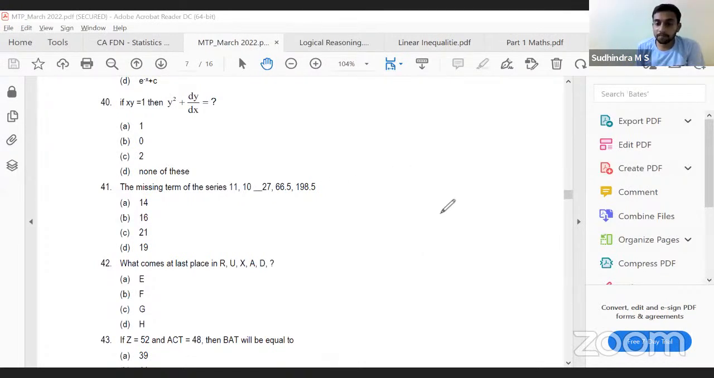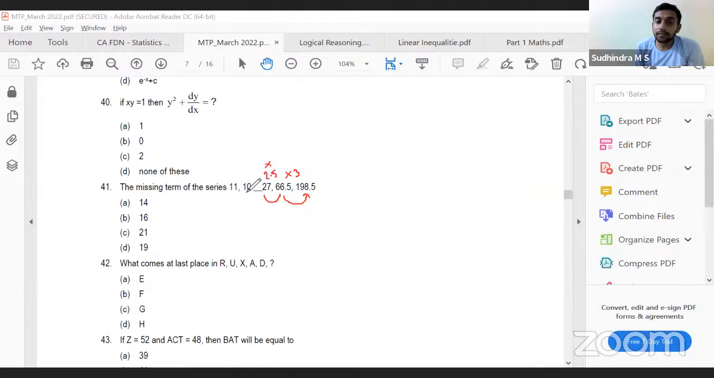Not getting the pattern? Okay, so if you look into this, 66 and 198, it is almost 3 times. It's not exactly 3 times, it's almost 3 times. But 27 and 66 is not 3 times. It's not even 2 times. So if you consider it might be equal to, what is 27 into 2.5? 67.5. So it's almost equal to 2.5.